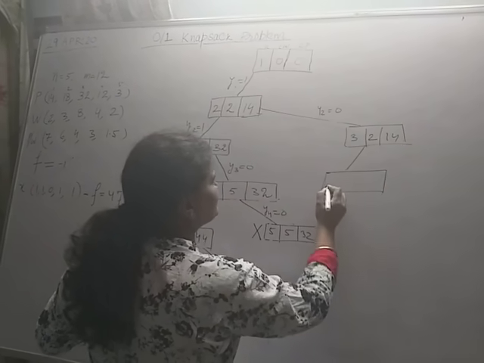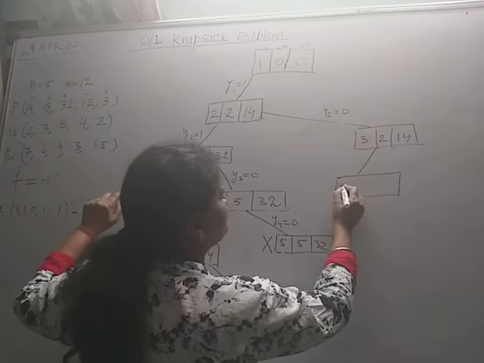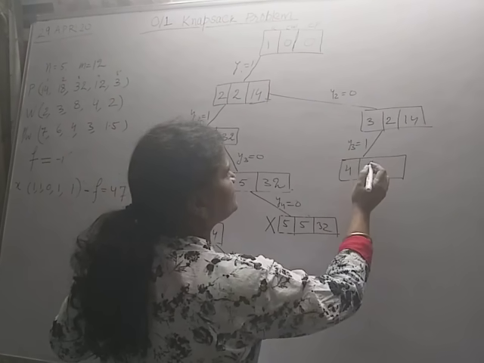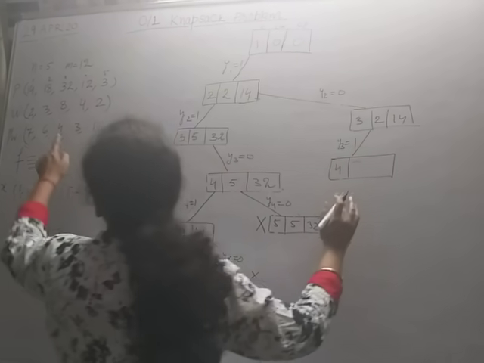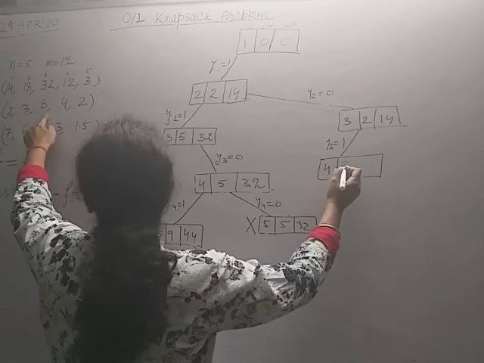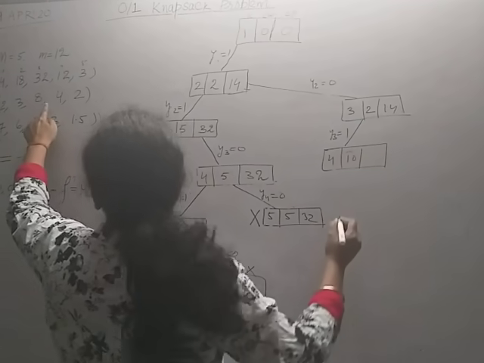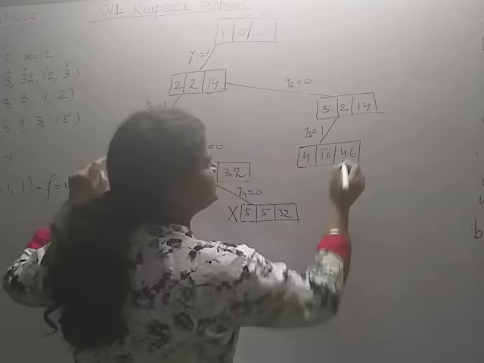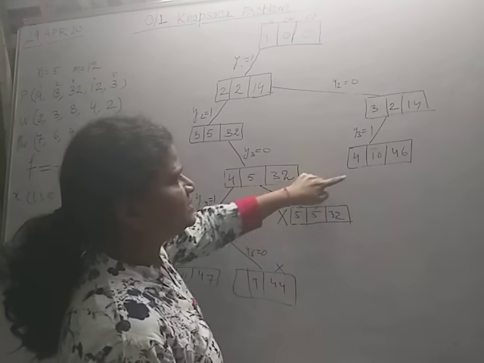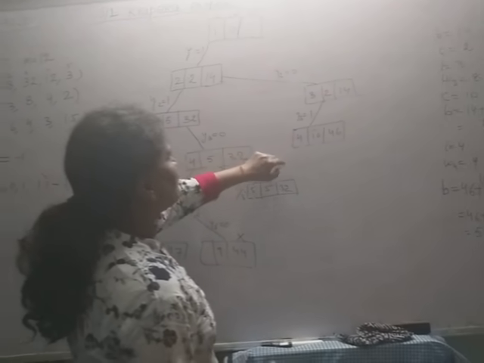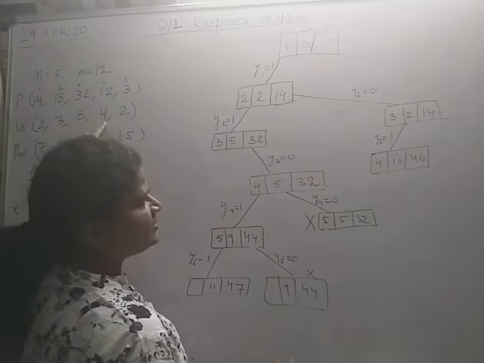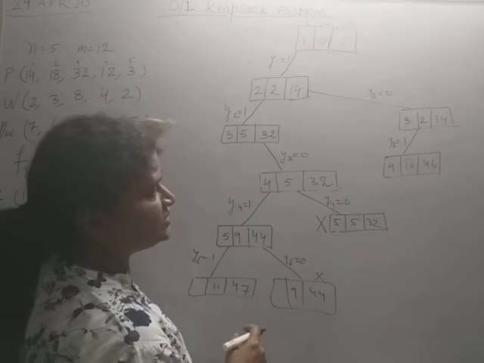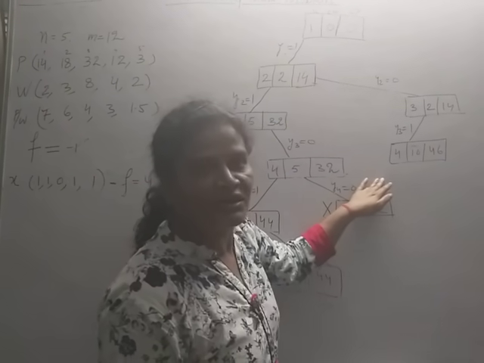Here this is 3 and 4. If y3 equal to 1, this is 2 plus 8. 2 plus 8 is 10 and 14 plus 32. 14 plus 32 is 46. Okay. Now just y4. y4 is what? The 4 and this is 10. So y4 cannot be here. So here the left branch is not feasible.